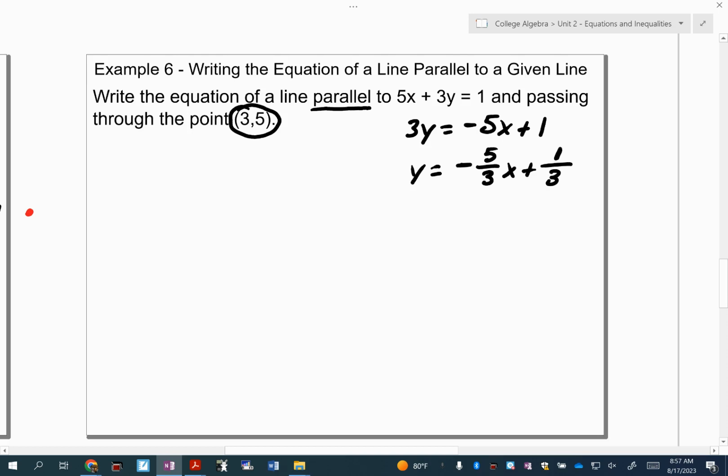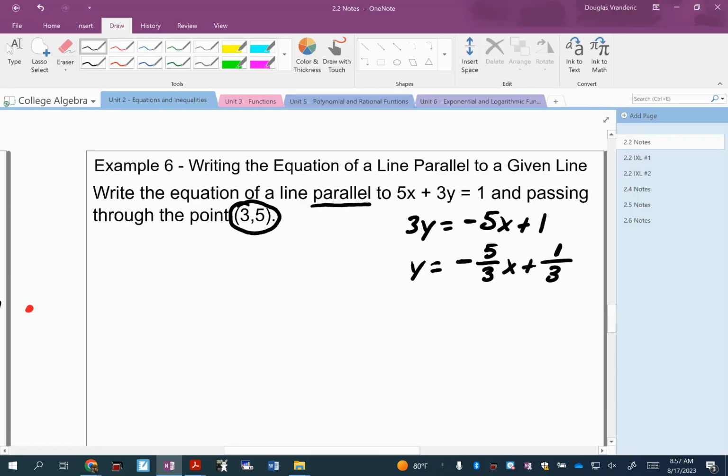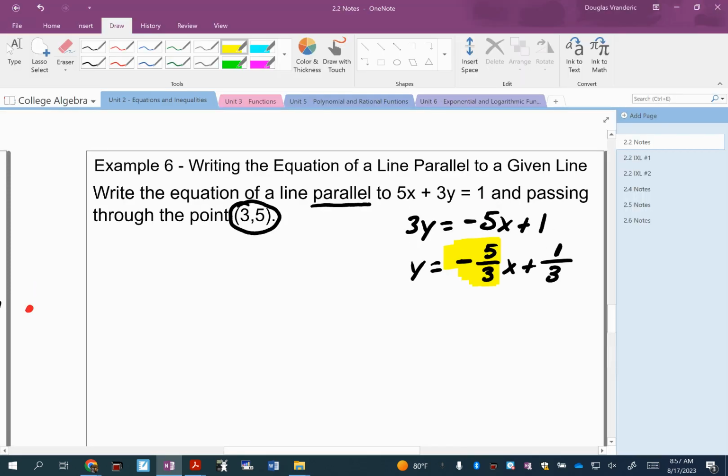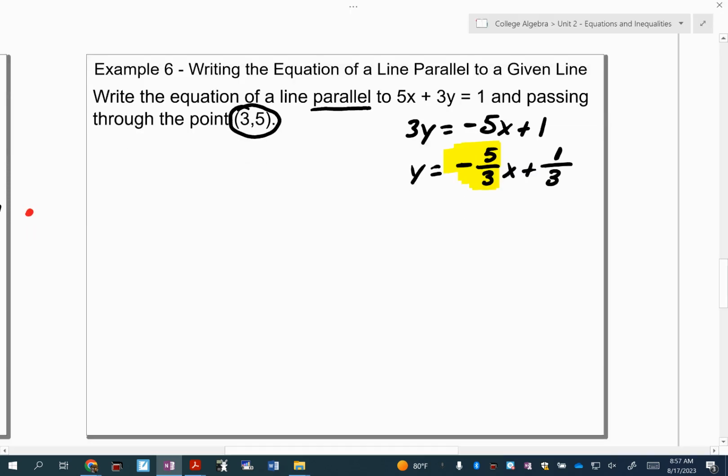And you might be thinking, oh man, I don't want to deal with a fraction y-intercept. We don't actually have to graph this. We are just literally pulling the slope from this. So the slope is going to be negative 5/3 for this line. And our line, since it's parallel, will have the same slope. So our slope will also be negative 5/3. All right. Now, if we have a point and we have a slope, we can use the point slope form.